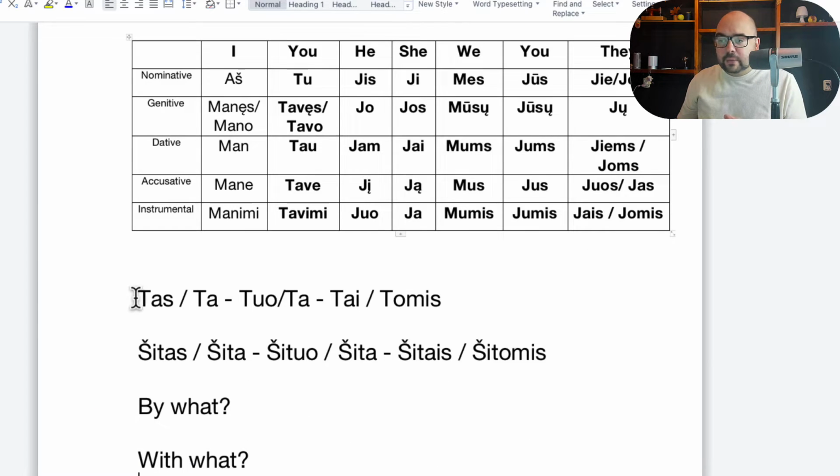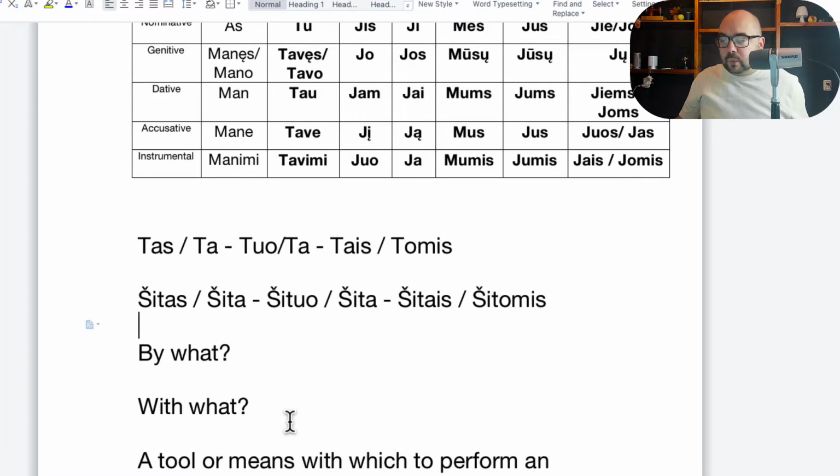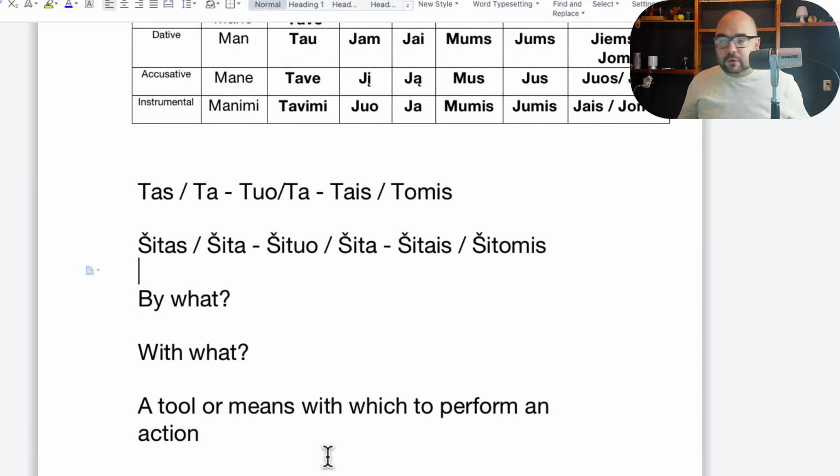So as always, we have tas, ta, tuo, ta, right? We have basically the same word over here, even in instrumental case when it comes to singular. And we have tais and tomis, feminine. And the same thing, you see the endings are the same. Šita, šita, šituo, masculine, šita, feminine, right? The same as here in the nominative case. And then we have šitais and šitomis, right? So as I said, basically by what, with what, a tool or means with which to perform an action.